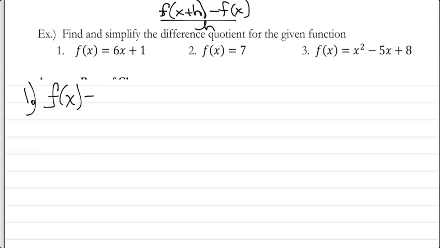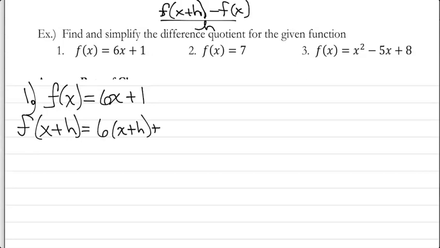But I just need my stylus to work. There we go. There's my f of x, 6x plus 1. My f of x plus h, I have to figure that out. So wherever there was an x, I replace it with an x plus h in parentheses. And then I simplify, which is another way to say clean up. So I'm going to take the 6, and I'm going to distribute it into those parentheses and get 6x plus 6h plus 1 as my f of x plus h.